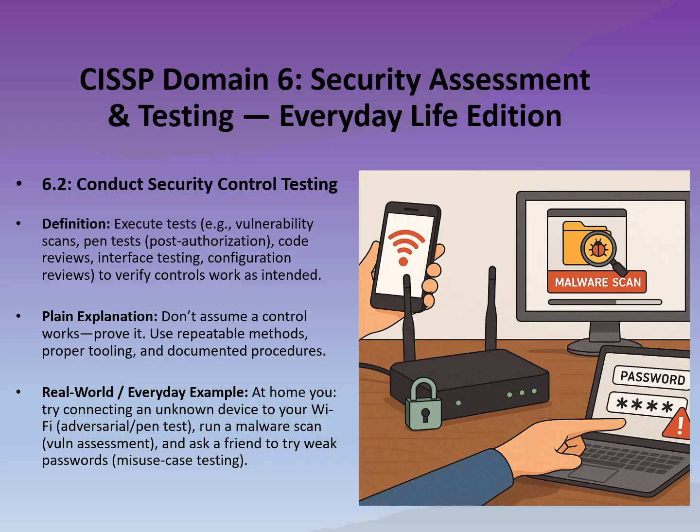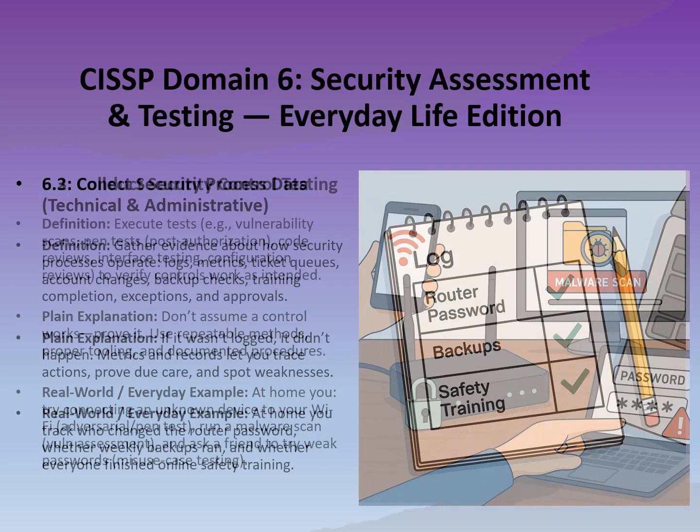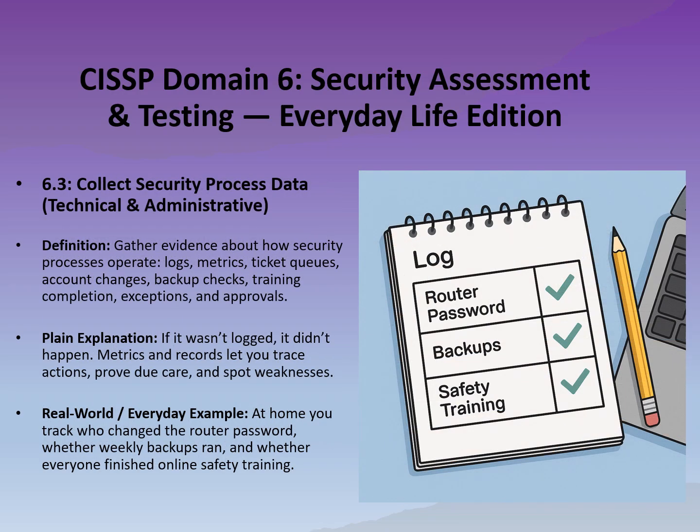After every test, data starts rolling in: logs, metrics, screenshots, and results. The real challenge is knowing what's worth keeping. Testing without evidence is like science without data. We collect logs, metrics, and administrative records to prove our security processes work. That includes account change logs, backup verification reports, completion rates for awareness training. At home, you might log who changed the router password, when backups were done, or if everyone finished that online safety course. The goal is traceability, because in the CISSP world, if it isn't documented, it didn't happen.